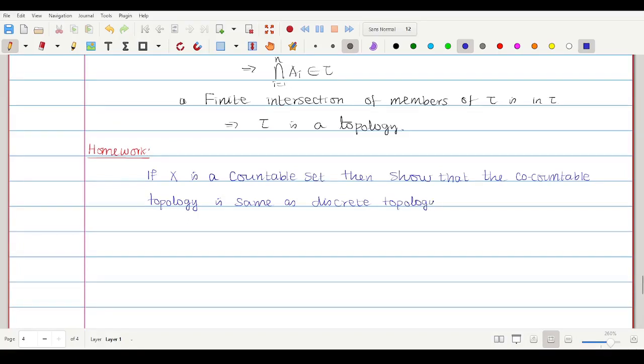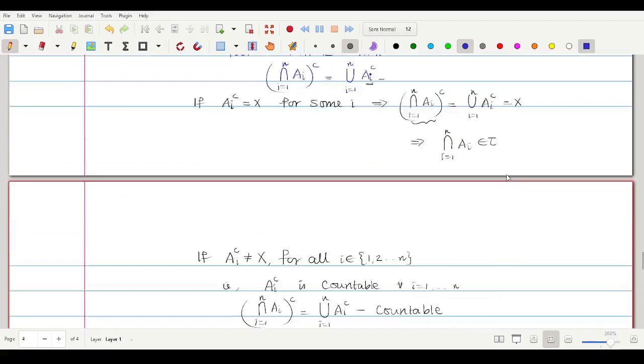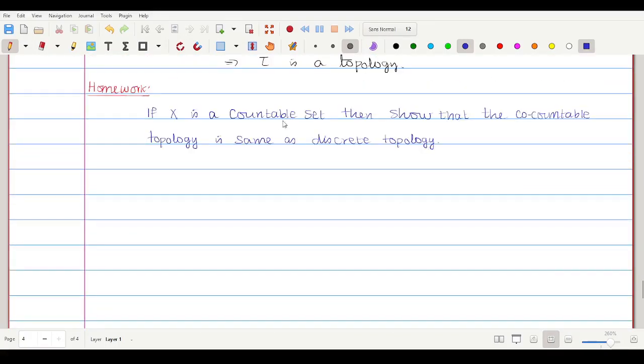So do this exercise yourself. This is nothing different. Last time I worked on the co-finite topology, right? This is the same. If X is finite, then the co-finite topology is the same as the discrete topology. Try the same thing for this. You prove that if X is a countable set, then the co-countable topology is the same as the discrete topology. Okay. Thank you.